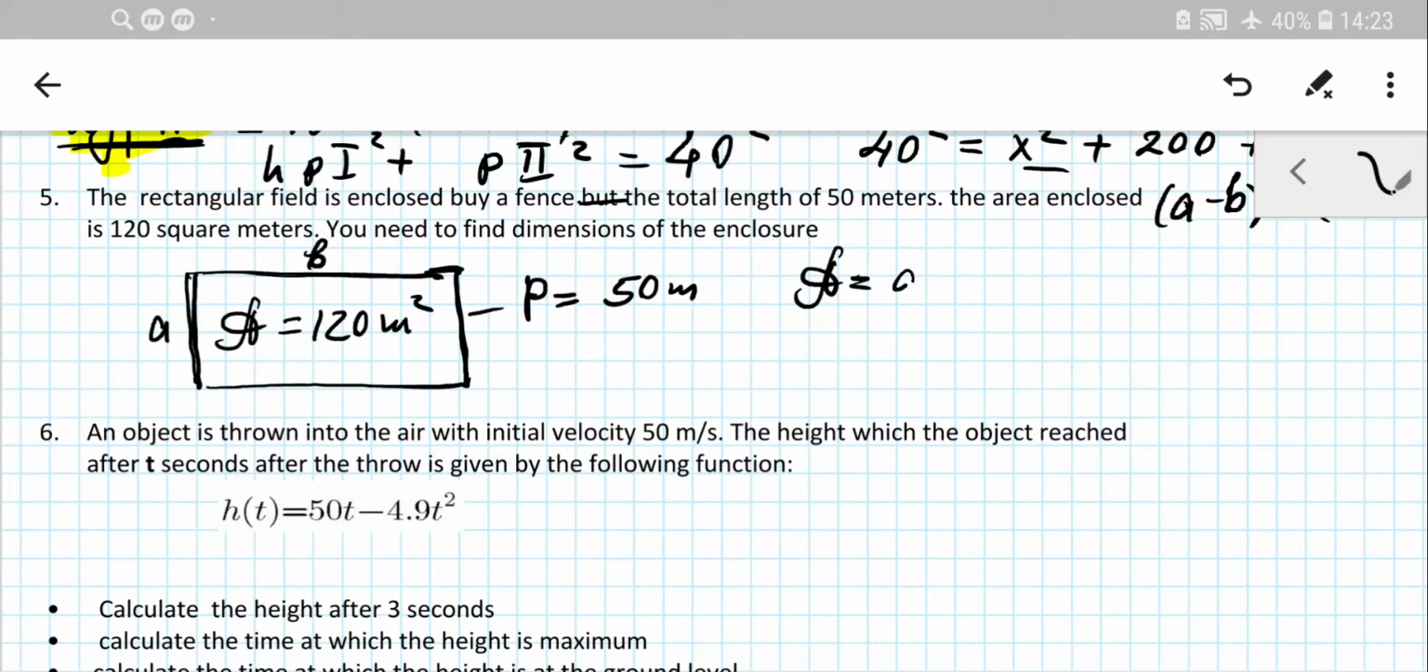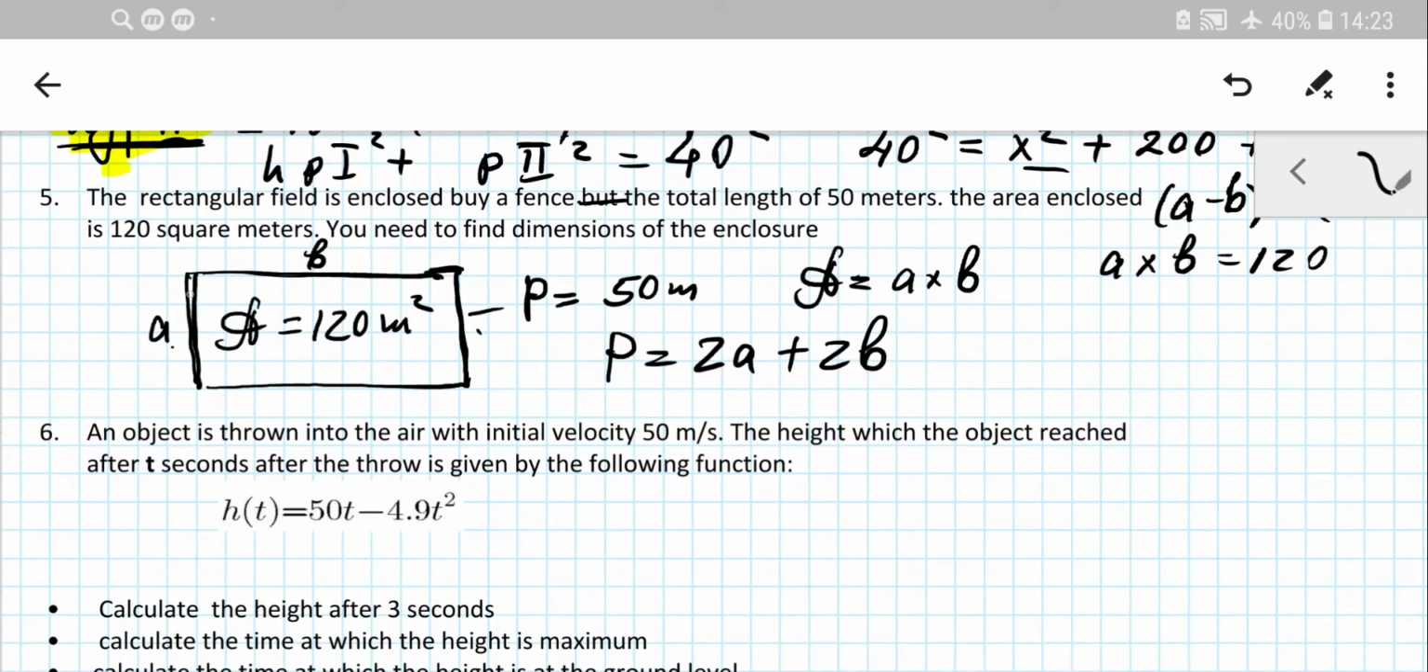The area is simply A times B, the area of a rectangle. Hence we can set up the first equation: A times B is 120 meters squared. Next, the perimeter. The perimeter is the sum of all 4 sides of this rectangular field, so we need to add all 4 sides. We have couples, 2 A's and 2 B's.